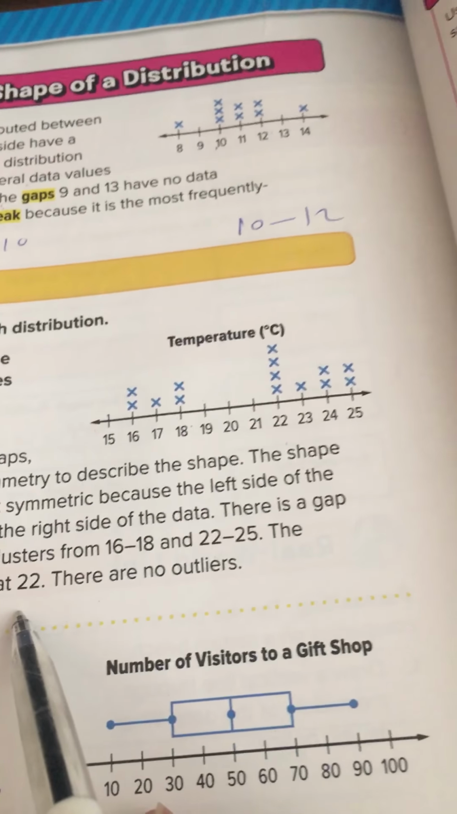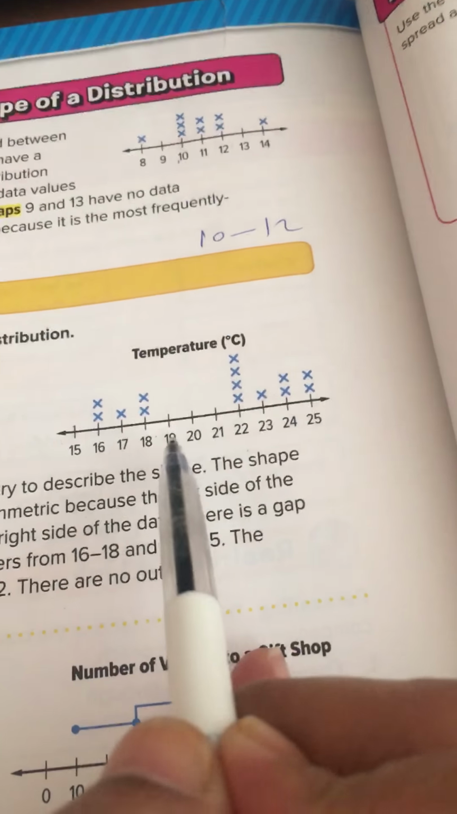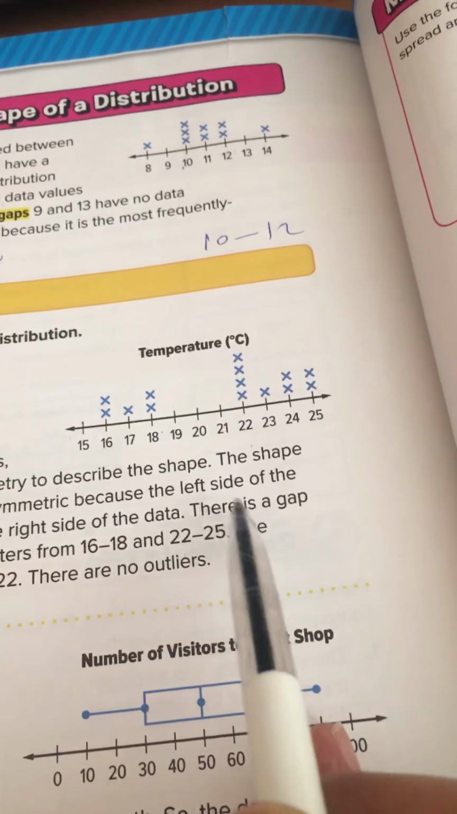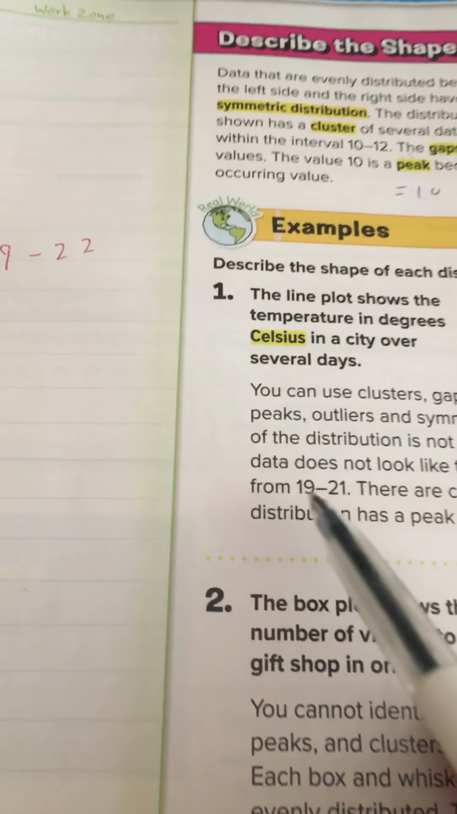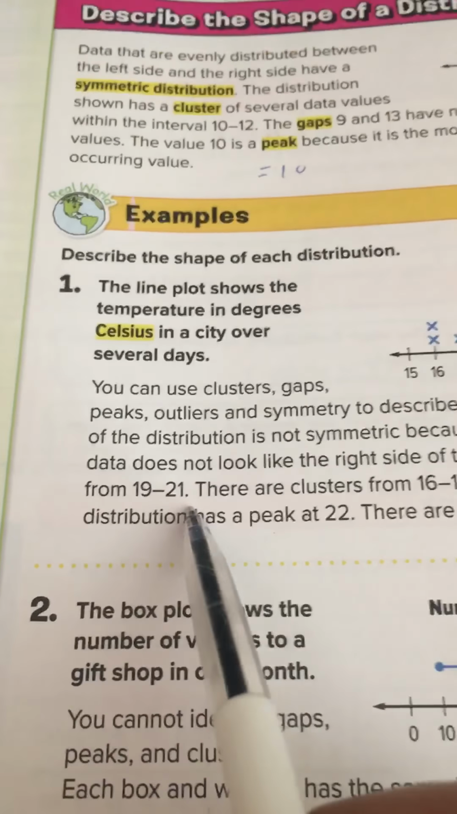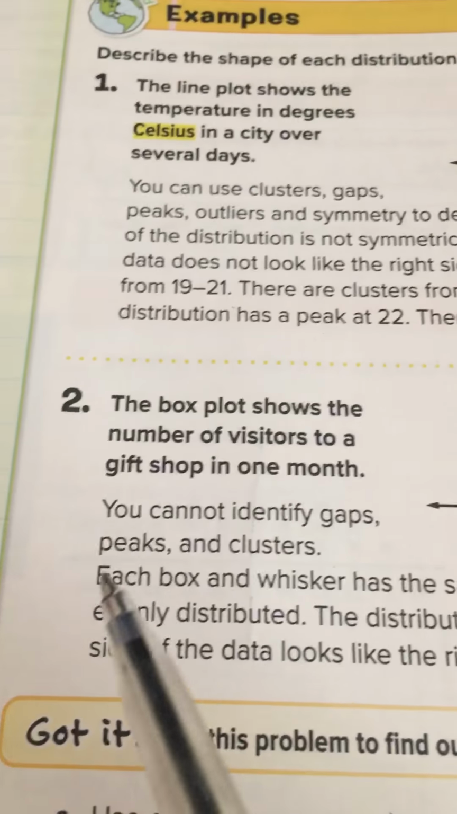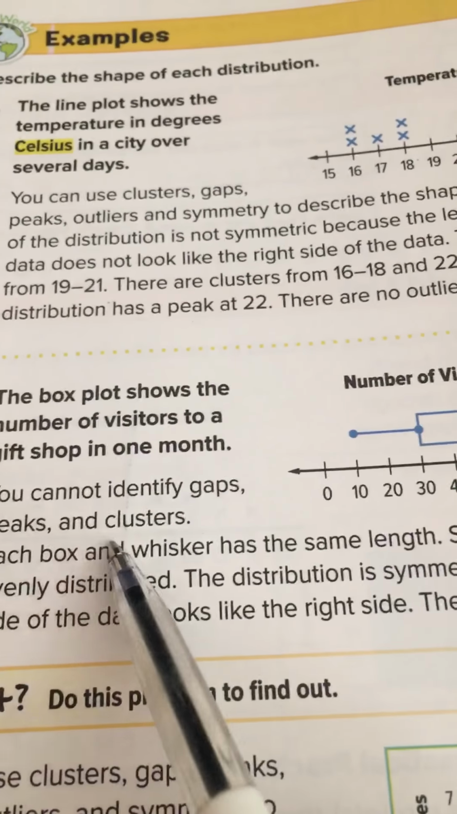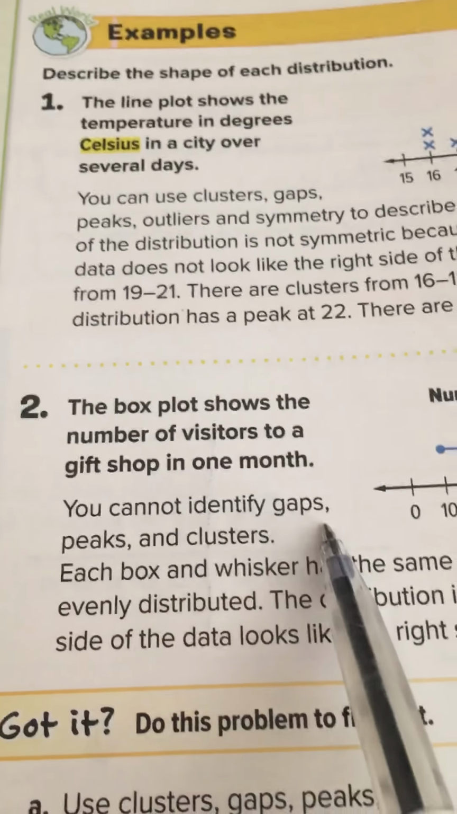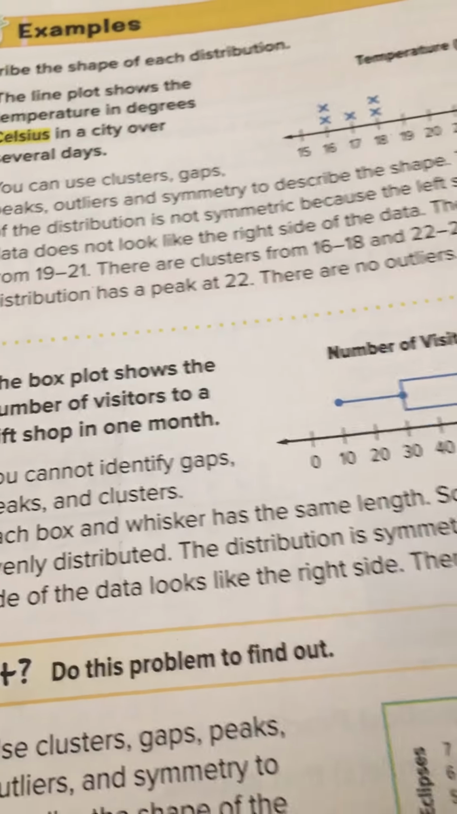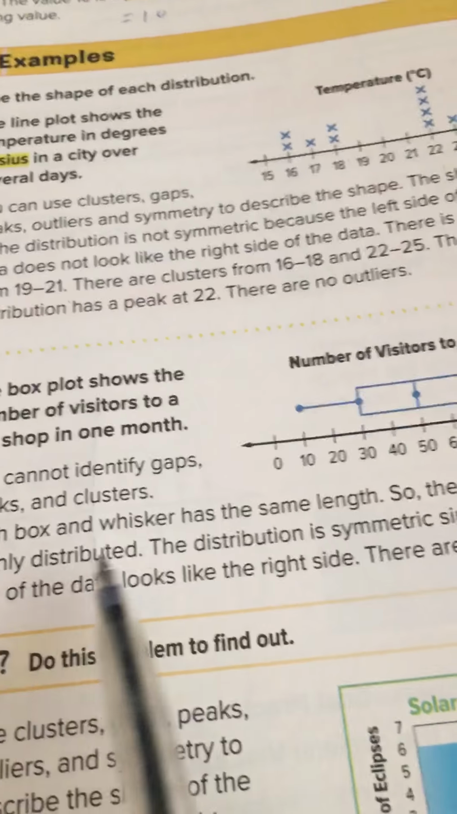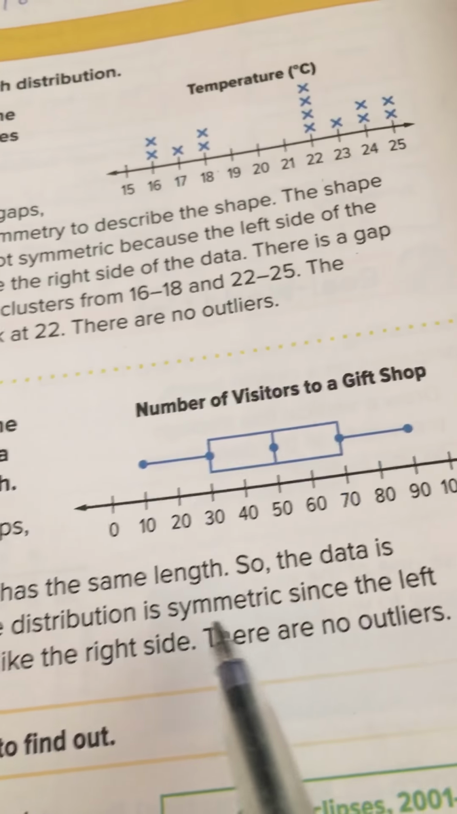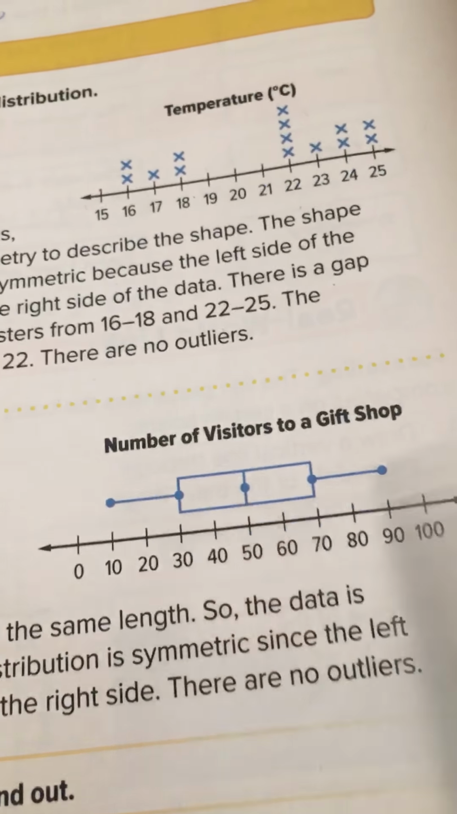Okay. There's a gap. Yes, from 19 to 21 there is a gap. Okay. You can't identify gaps, peak and clusters here. I don't know from this. Each book has the same length. I can't determine from this graph. Okay, but here I can.